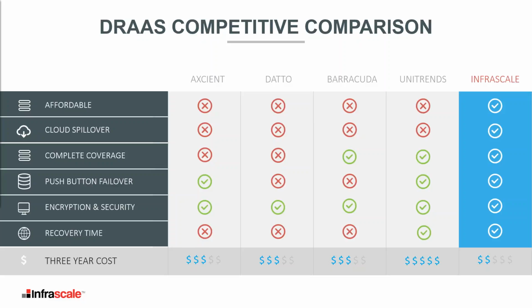Here's another chart with another comparison. It summarizes the key criteria that we think you should be looking at when comparing competitive DRaaS solutions. As you can see, all of the major vendors simply don't stack up the way InfraScale does. We're looking here at Axcient, Datto, Barracuda, and Unitrends. What we're looking for is a solution that's affordable, that offers cloud spillover, complete coverage, push-button failover, encryption and security, and has the recovery time objectives that I need.